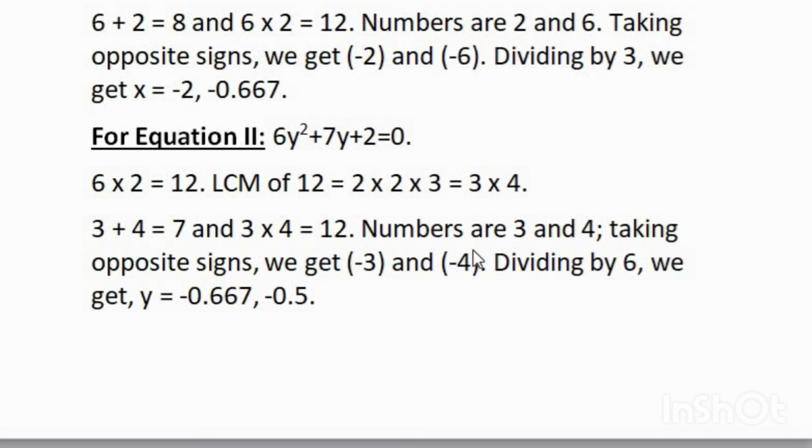Taking the opposite signs. Did you get the logic of taking opposite signs? Because in the equation we will write x plus 3 into x plus 4 equal to 0. Then equating, we will get x is equal to minus 3 and minus 4. That is why we are taking the opposite signs. So minus 3 and minus 4, dividing it with the y square term, that is 6. So minus 3 by 6 is minus 1 by 2, equal to minus 0.5, and minus 4 by 6 is minus 2 by 3, and its value is minus 0.667. So the values of y are minus 0.5 and minus 0.667.